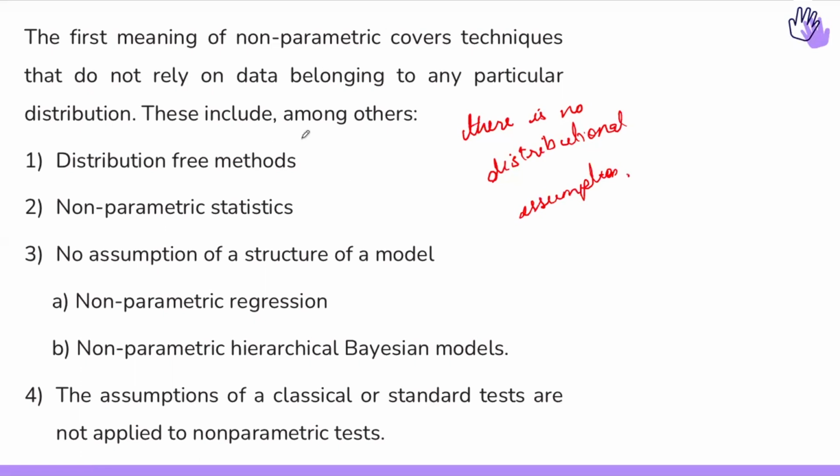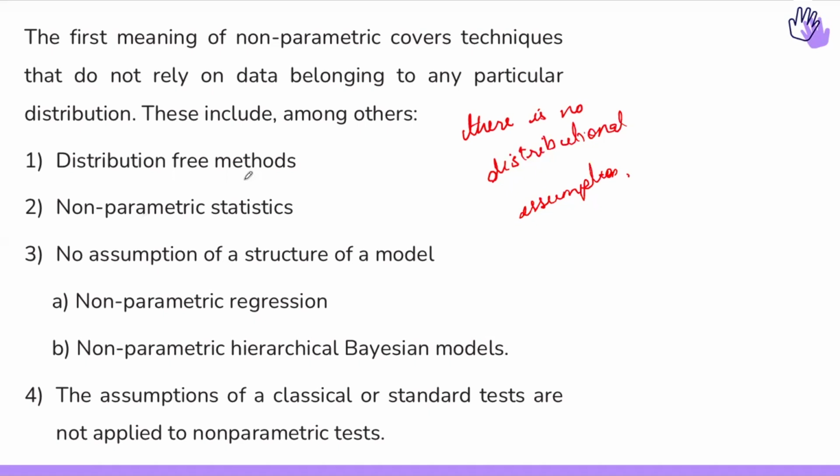These include distribution free methods, non-parametric statistics, and no assumption of structure of a model, which is subdivided into non-parametric regression and non-parametric hierarchical Bayesian models. And fourth, the assumptions of a classical or standard test are not applied to non-parametric tests. We'll discuss all of these points in brief.